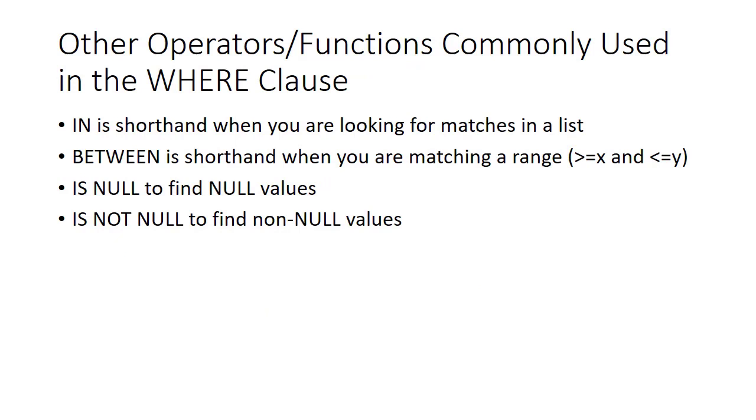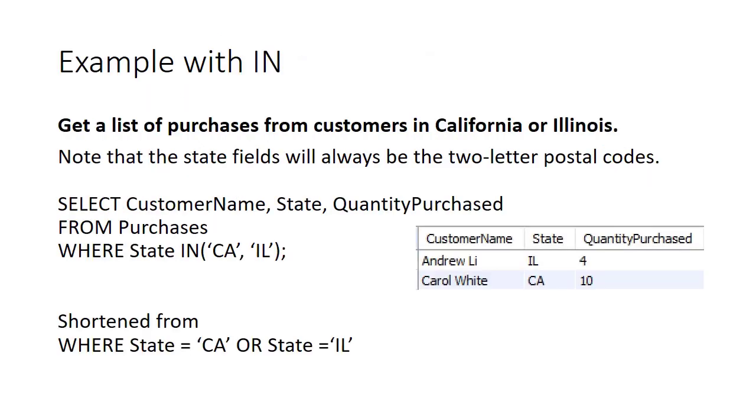Here is a list of other operators and functions that are commonly used in the where clause. In is shorthand when you're looking for matches in a list. Between is shorthand when you are matching a range. Say you're looking for something greater than or equal to X and less than or equal to Y. is null is used to find null values, and is not null is used to find non-null values. So we'll go through some examples of each of those.